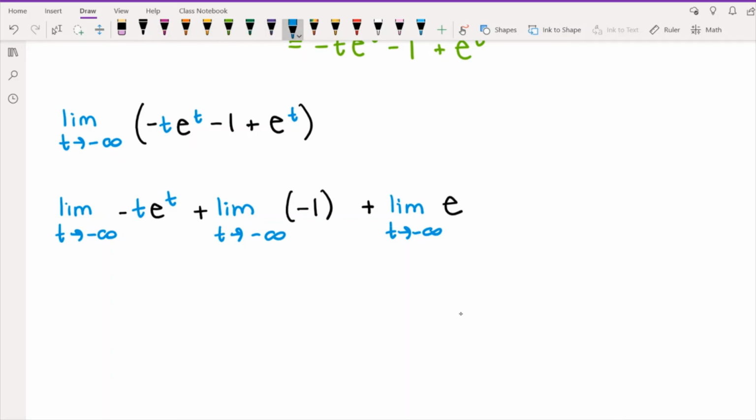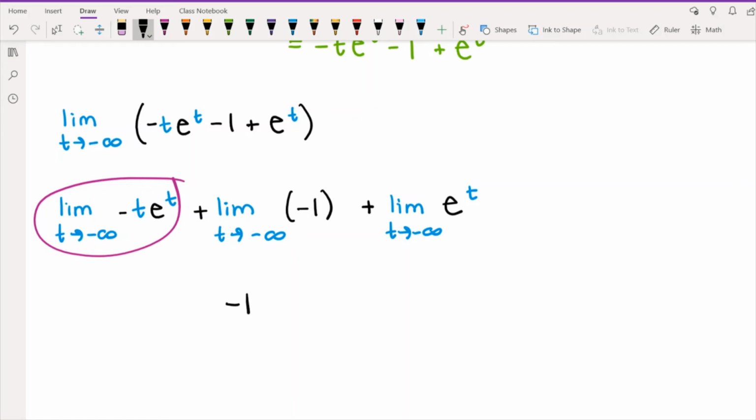So let's leave behind this first part for a moment. We'll come back to this, and let's just focus on these other two. I'll circle that, so remember that we come back to it. What's the limit as t approaches negative infinity of negative 1? Well, negative 1 is just a constant number, so it's just negative 1. Negative 1 is always negative 1. Doesn't matter what you're plugging in for t.